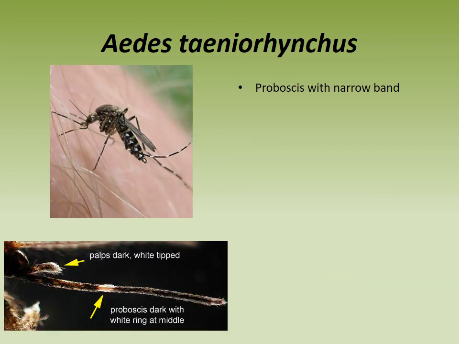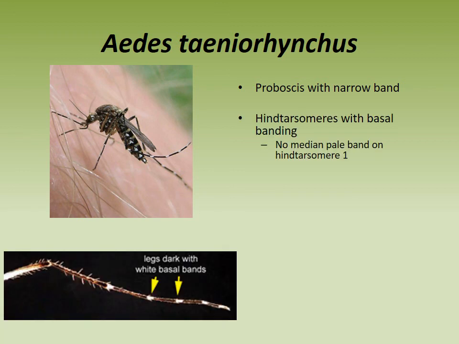Taeniorhynchus, the proboscis has a narrow band. This is the narrow band here. Hind tarsomeres with basal banding, but there is no large median pale band on hind tarsomere 1. So you see it has the basal banding on the tarsomeres, but there is no median band here. And so if you're trying to determine between these two species, this is a big characteristic, looking at that hind leg and seeing that it's not there.